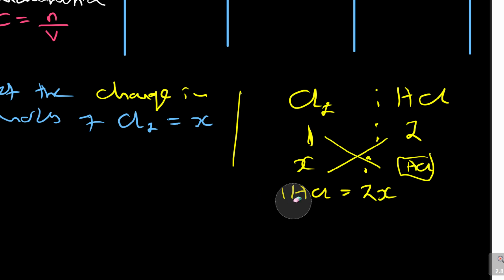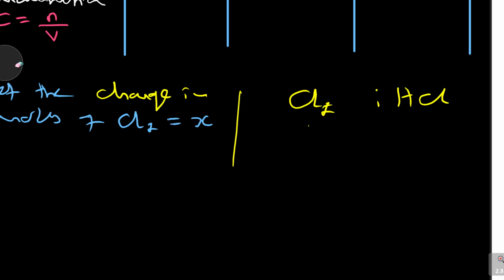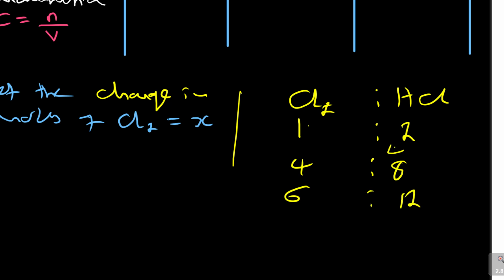It's just a proportion thing. It's similar to saying, if for every 1 mole of chlorine I get 2 moles of HCl, what if I have 4 moles of chlorine? If I get twice, it will be 8 moles. If I get 6, it will be 12. You multiply by 2, you see? So here 4 times 2, 6 times 2. If I get x, you are saying 2x, so it's 2 times x. Do you see this proportion I'm talking about?